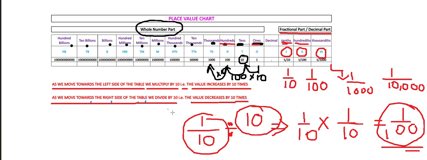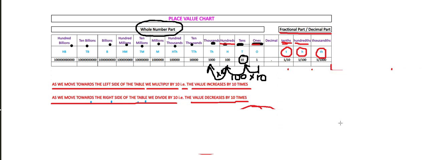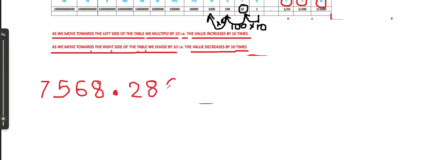Now I was saying that we are going to discuss merging the whole number along with the decimal, and then we are going to expand the number. So I have a number in my mind, 7,568.286. We have the whole number, we have the decimal, we have the fractional part. This part is the whole number, this is the decimal point, and this is the fractional part, or the decimal part. Now we are going to expand this number.